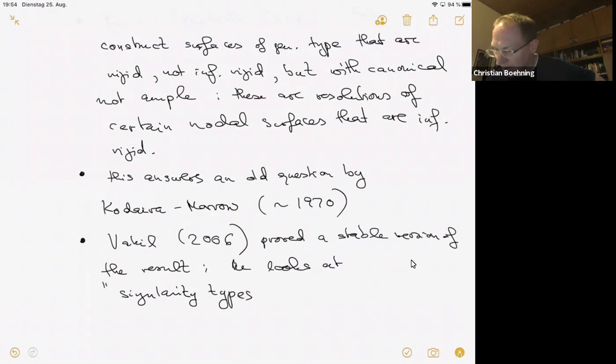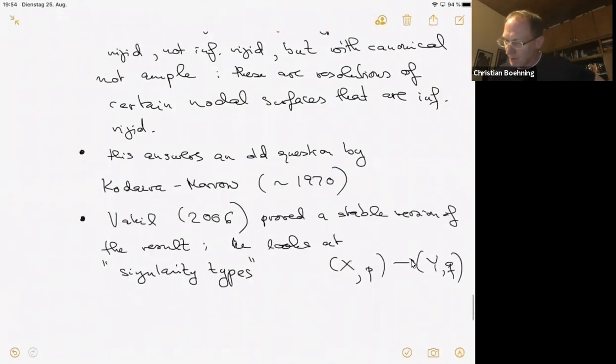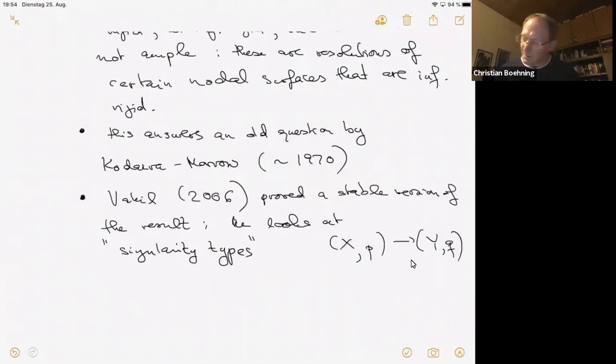And what is a singularity type for him? Well, he looks at pointed schemes (X, p) and he considers them as elementary equivalent, (X, p) and (Y, q), if there's a smooth morphism from that pointed scheme (X, p) to (Y, q), to the equivalence relation generated by that. And then he proves that every singularity type that is of finite type over Z occurs on some moduli space of surfaces of general type with K even very ample, I believe.